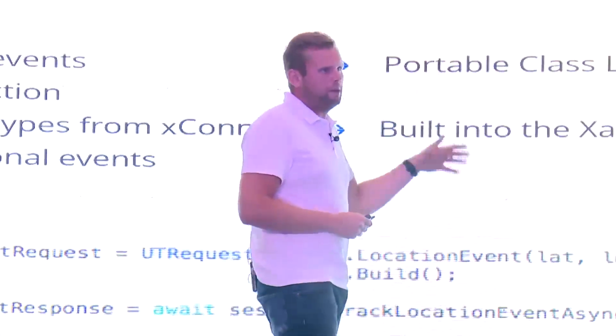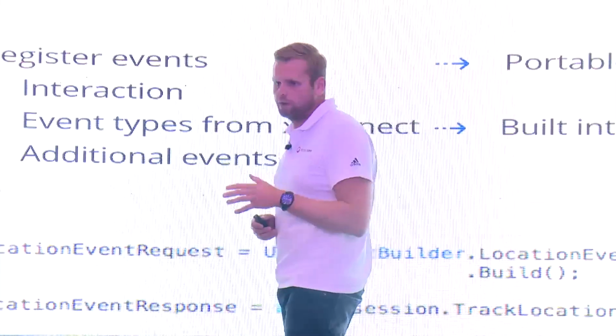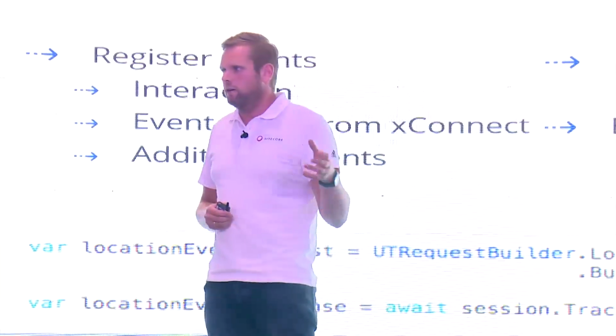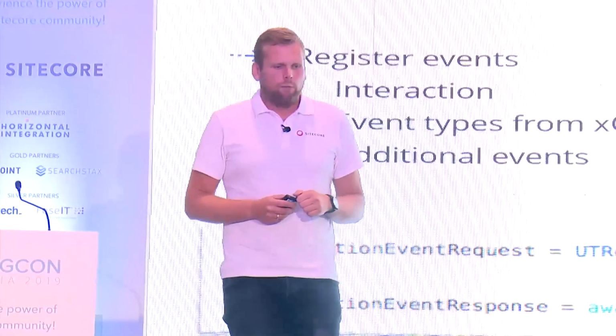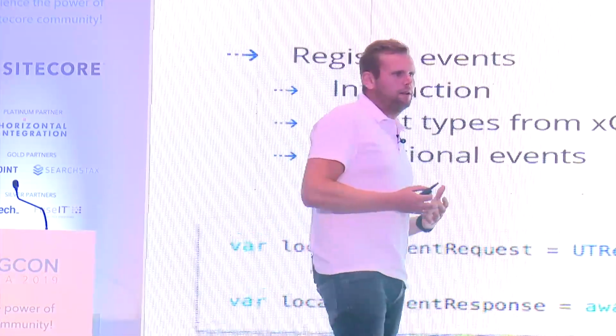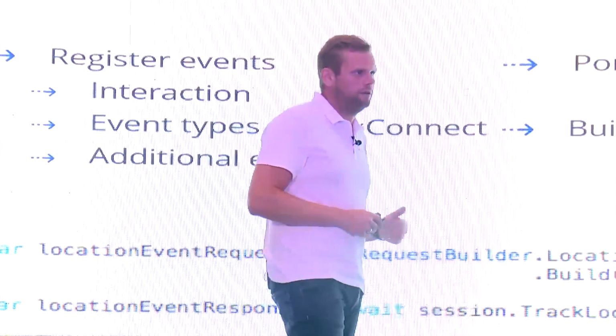So as I said, it's a web API, so you can talk directly to it. I do encourage you to use the Universal Tracker Client SDK as an abstraction layer between your code and the Universal Tracker. But at the end, it's a portable class library. It's embedded in our Xamarin SDK, so you can use the portable class library for any solution you have.